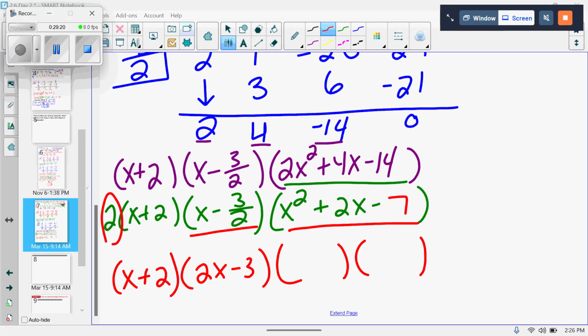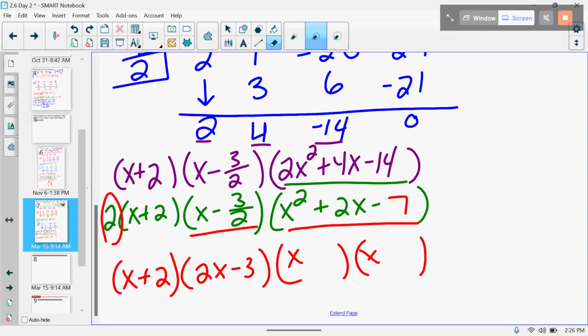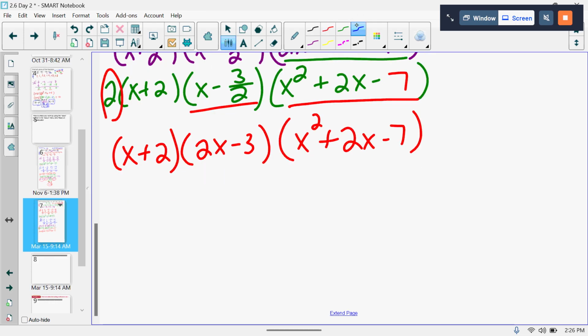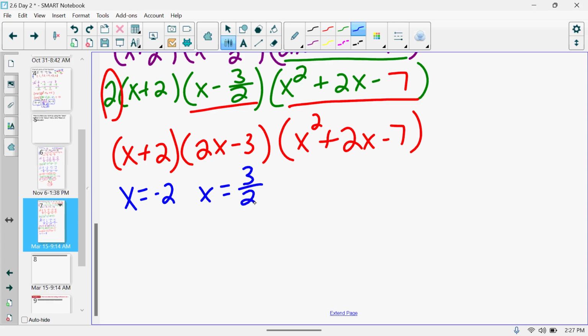But there's not, because there's nothing that could multiply to negative 7 and add to 2. So let's think about this for a second. This can't be factored. Let's think about the answers we know so far. This is x equals -2. This is x equals 3/2. We know because we did our synthetic division.